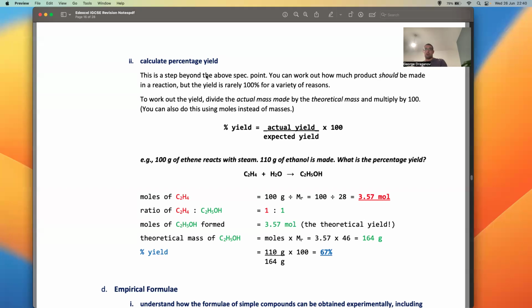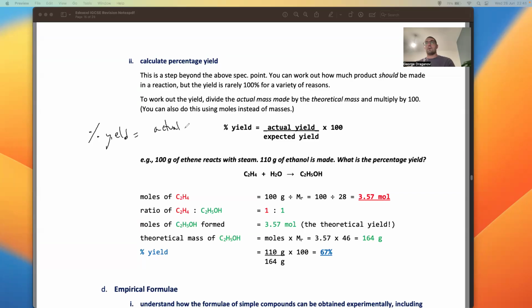A better way of writing it, the way I like to do it, is percentage yield equals actual mass over maximum theoretical mass, the whole thing times 100 because it's a percent. So ultimately you're doing actual over theoretical and you're multiplying by 100. You can either do it with moles or with masses. Normally people do it with masses.